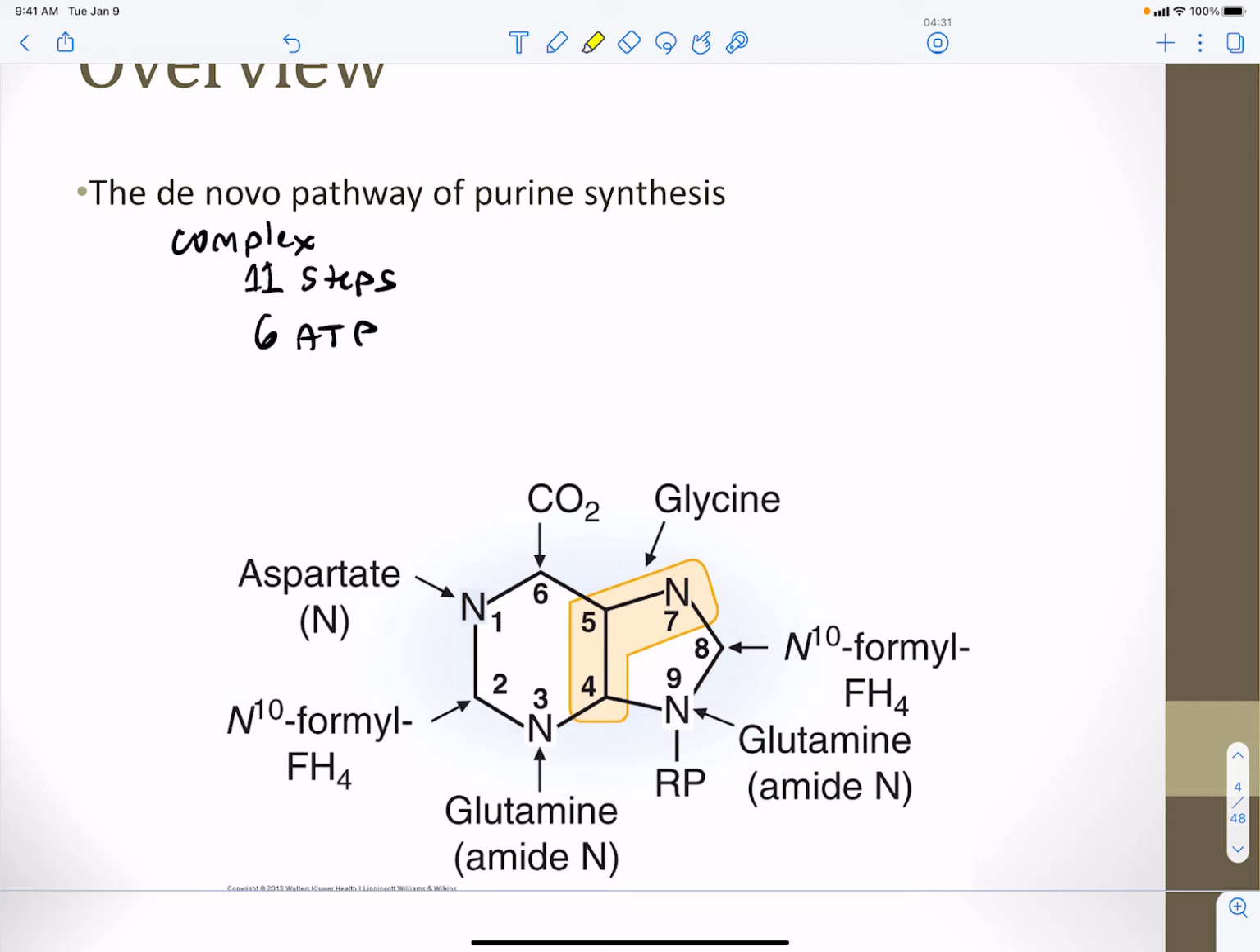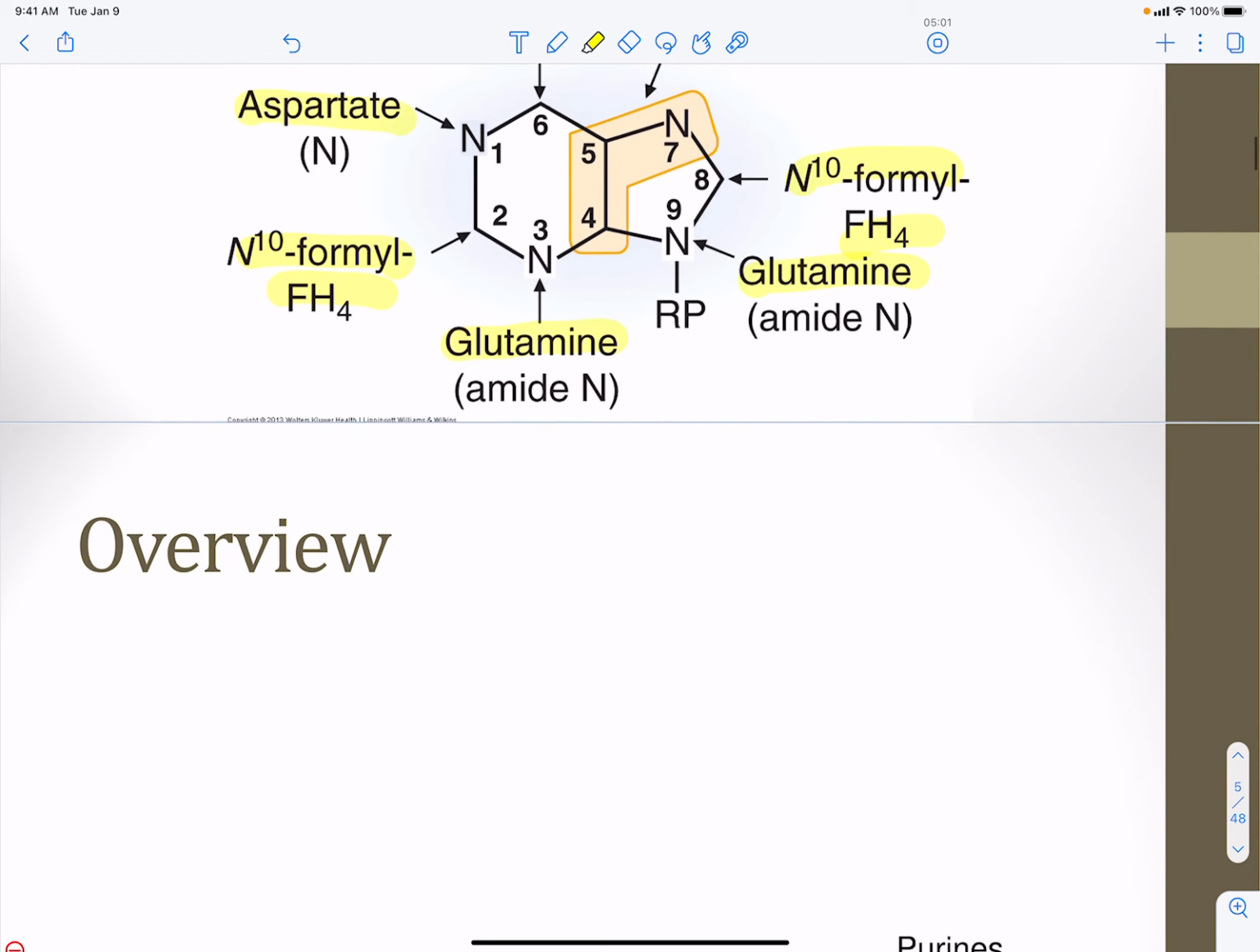So we have our precursors: we have our glycine, we have our ribose 5-phosphate, glutamine, we have some carbons donated from our tetrahydrofolate pool. We have nitrogens that are going to come from aspartate. Glutamine is going to donate some nitrogens. And we have two different places where our tetrahydrofolates will add. And then also we have a carbon that's going to come from carbon dioxide.